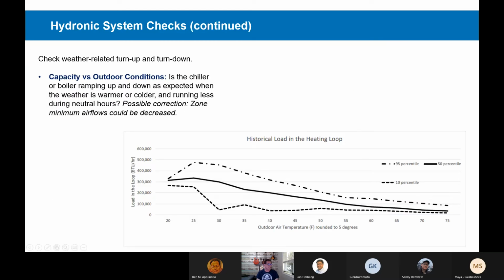Also on a heating system, this is a capacity check that we could look at. This is historical load in a heating system loop. And in this case, since the data is not normally distributed, we like to use percentiles rather than averages and standard deviations. And so this chart plots the 10th percentile, the 50th percentile, and the 95th percentile for a heating system. Again, I would be remiss if I didn't point out that the peak load that we see is at 25 degrees rather than 20 degrees, and it's about 500,000 BTU, and our design was for I think a 3 million BTU boiler system. Right?